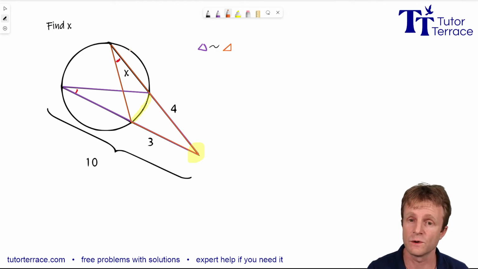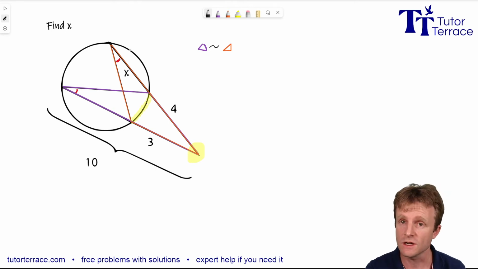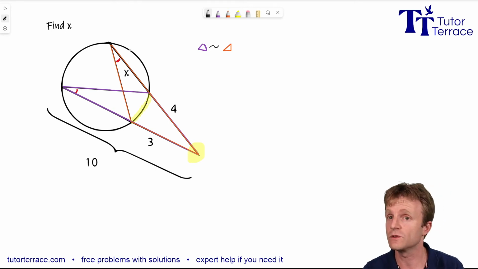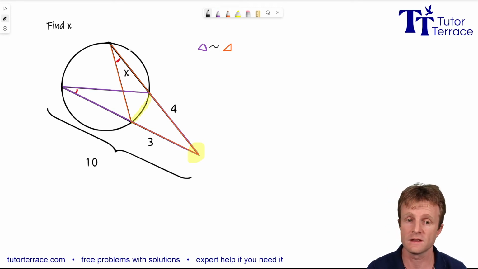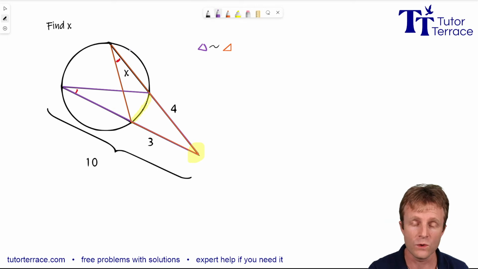And that's going to give us what we need, because the ratio of any two sides in one triangle is going to be equal to the corresponding ratio of those two sides in the other triangle. So what sides do we know? Well, we know one side of the purple triangle is 10. That's what's given to us.